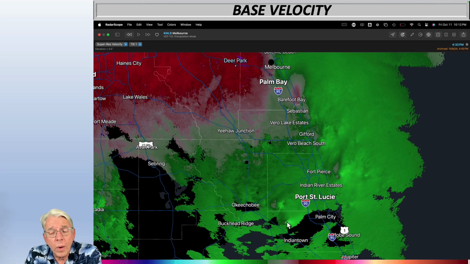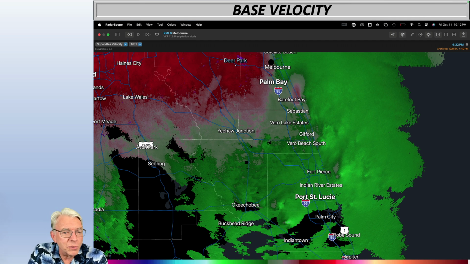So the way Doppler radar works is it detects winds that are either coming toward it or away from it. And the accepted color code for that is that greens are going in toward the radar, and they're designated as a minus sign, okay? And then the reds are outgoing velocities, and they're denoted with a plus sign.